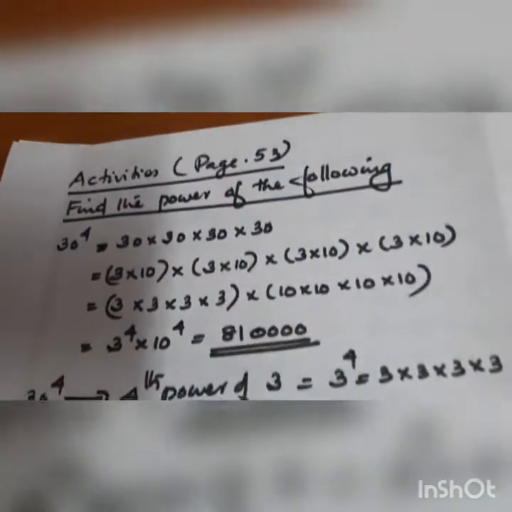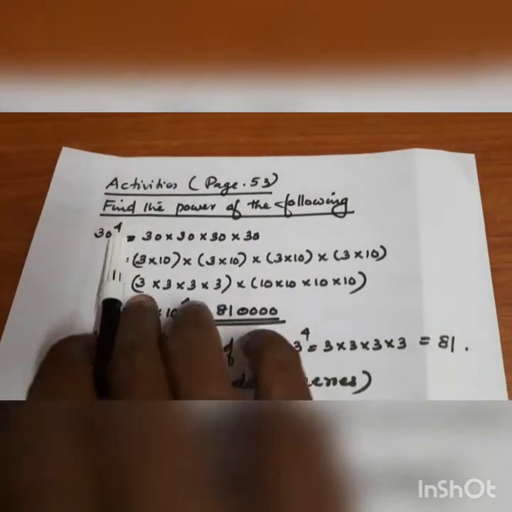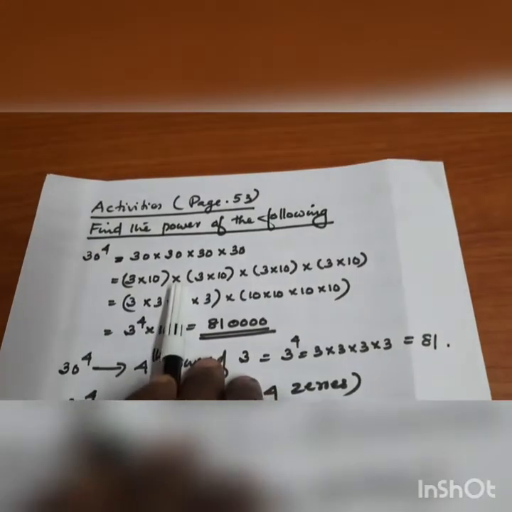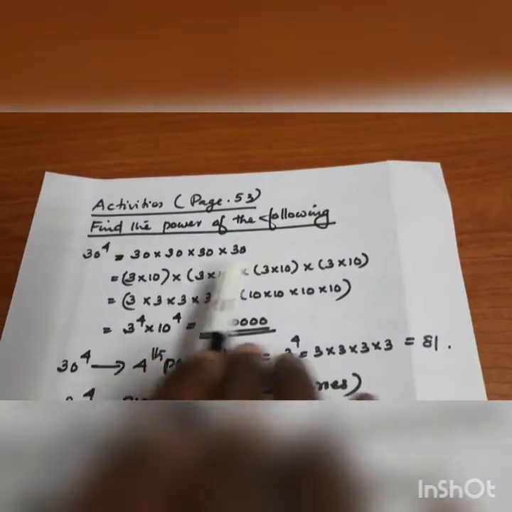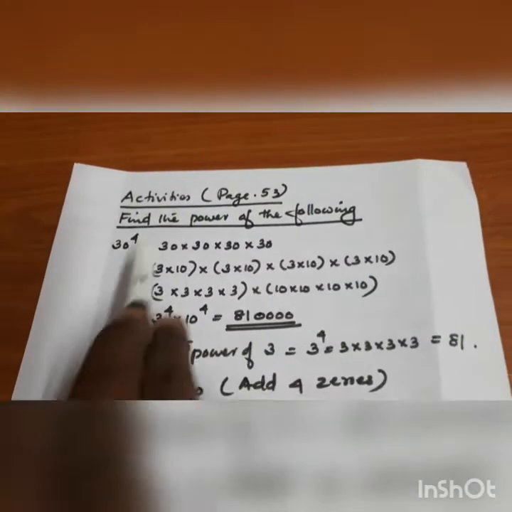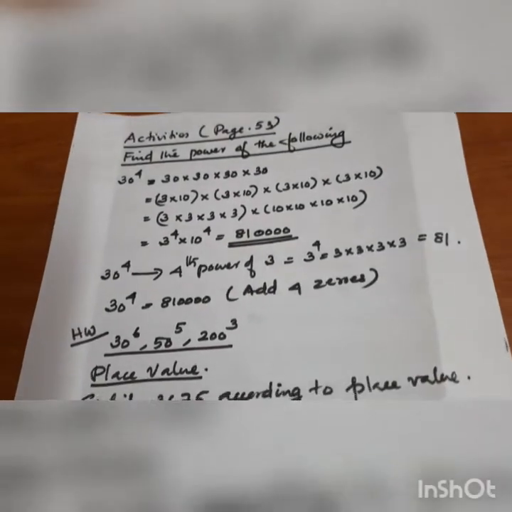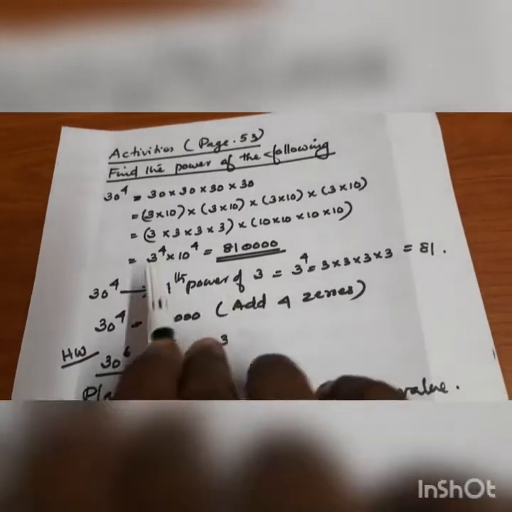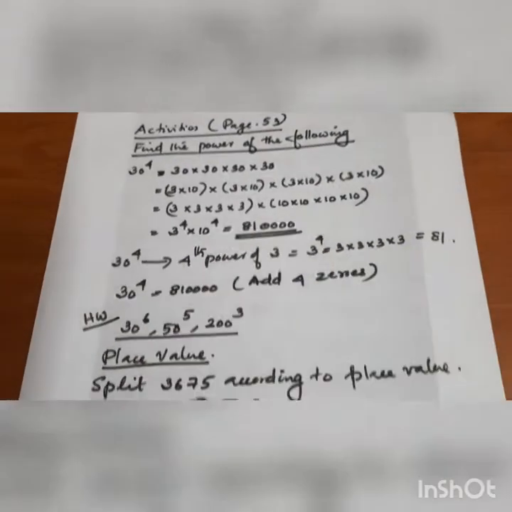Then the activities on page 53. Find the power of the following. 30 raised to 4. In one way, write 30 into 30 into 30 into 30, and it is split as 3 into 10. Or otherwise, take the number without the zero, 3. 3 raised to 4 is 81, and add 4 zeros. So 81 and then add 4 zeros.